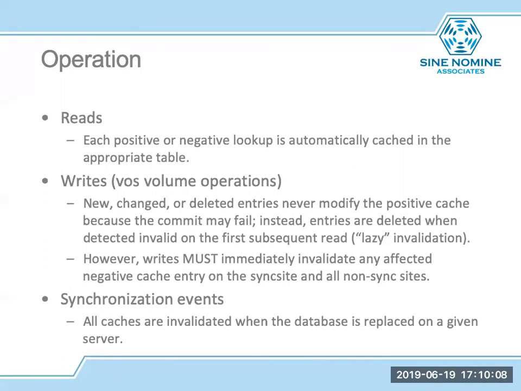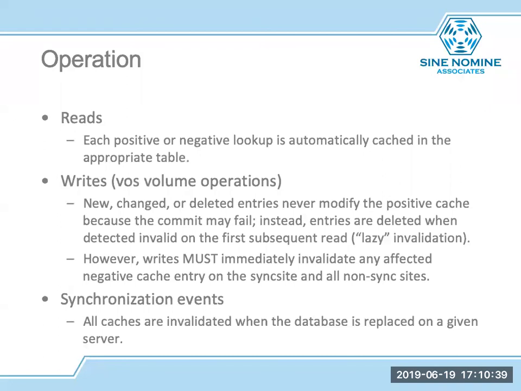For writes, things are a little bit more complicated, and they're complicated by the fact that at the time we know all the information we need in order to do our hash table operations, the write is not committed yet. So when somebody changes or adds a new entry or deletes an entry, we can't modify the positive cache because it's possible that that work will never be committed. It's a very low chance, but we don't want information in the cache that's incorrect.